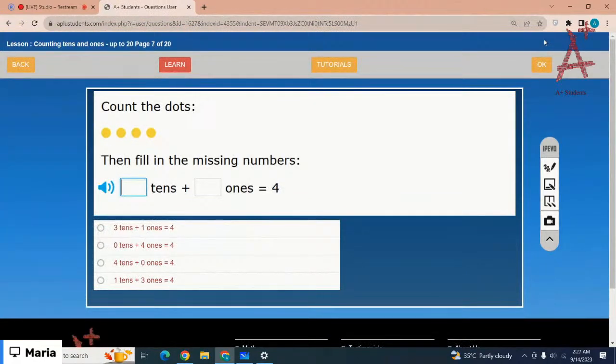Count the dots, which is the correct option. You have no tens, right? Only 4 dots you have. That means you have 0 tens and 4 ones, right? The correct option is 0 tens and 4 ones.